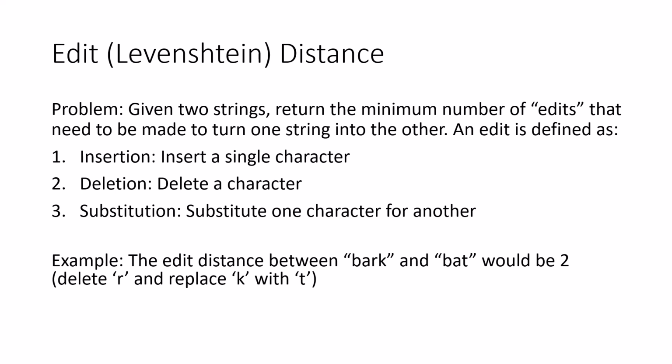So this problem is called the edit distance, also termed as the Levenshtein distance. And the problem is, let's suppose you are given 2 strings. By string, I just mean like a word, like maybe Bob or boss or something like that. And we want to return what is the minimum number of edits that need to be made to turn one string into the other.